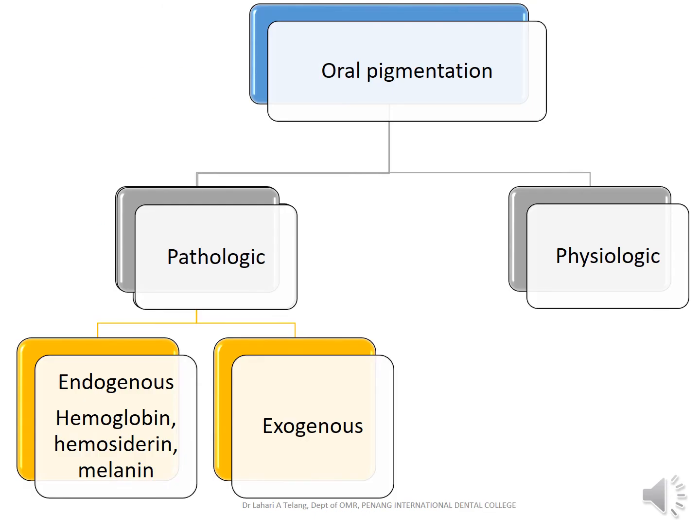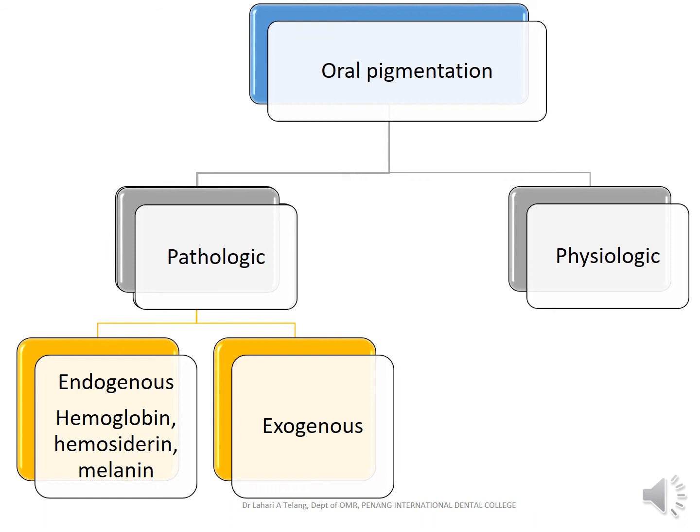So if you were to look at oral pigments, by now you would have understood that the term pigment is used for change in color seen on the soft tissue or the mucosa, whereas staining is the term used for a color change on the hard tissue structure.